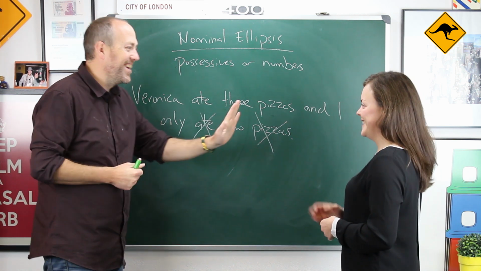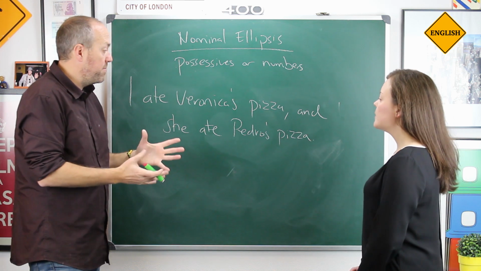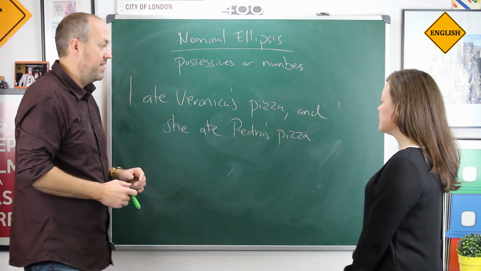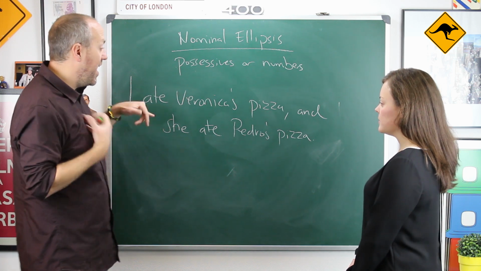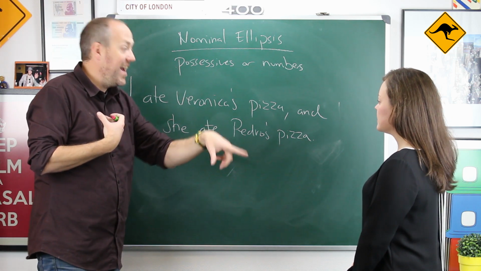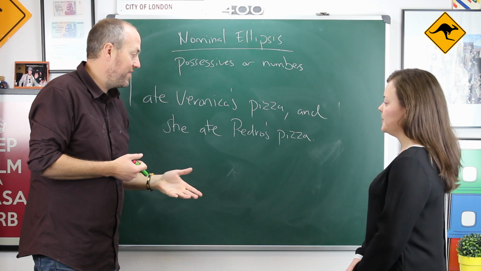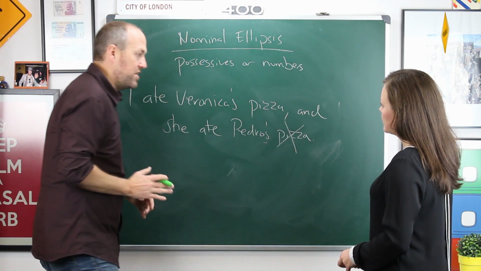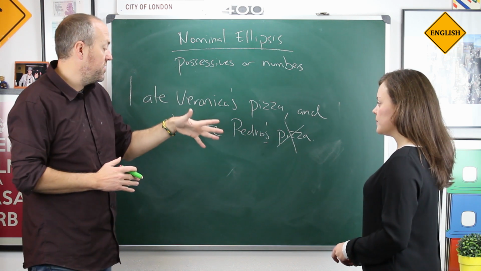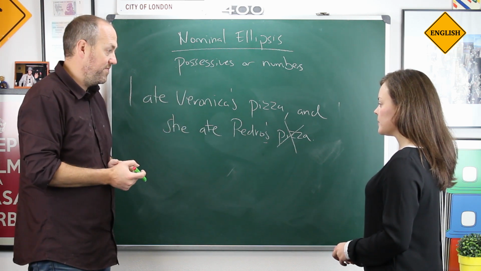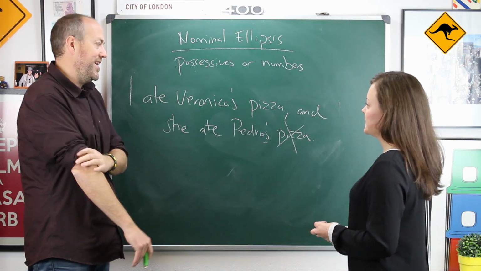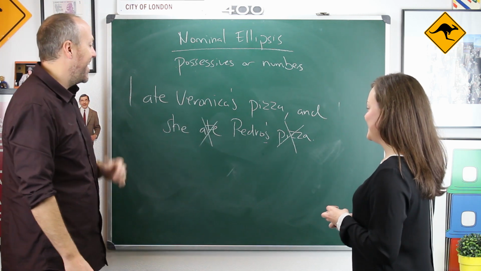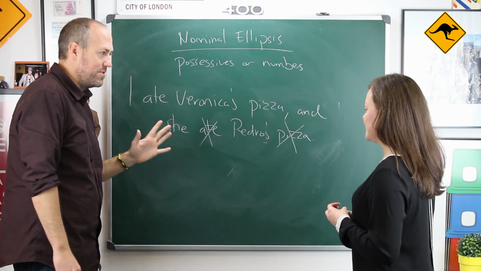Here's another example, and this is with the possessive apostrophe. I ate Veronica's pizza and she ate Pedro's pizza. Here again we can eliminate this and we can finish with the possessive: I ate Veronica's pizza and she ate Pedro's. And what else can we eliminate? The verb. Exactly. I ate Veronica's pizza and she Pedro's.